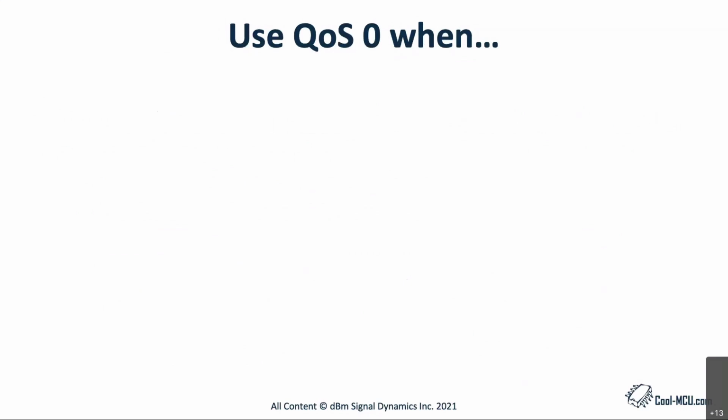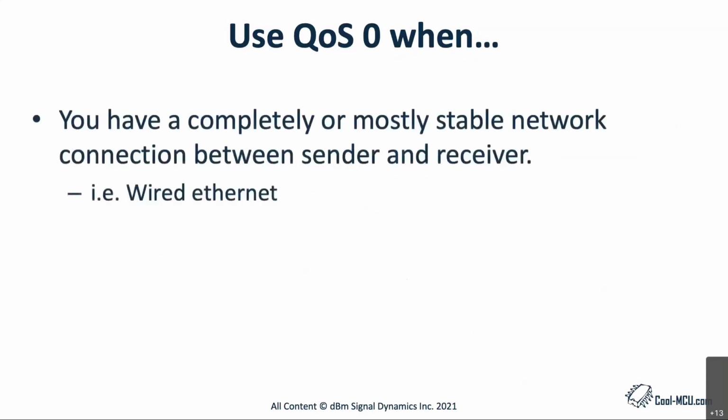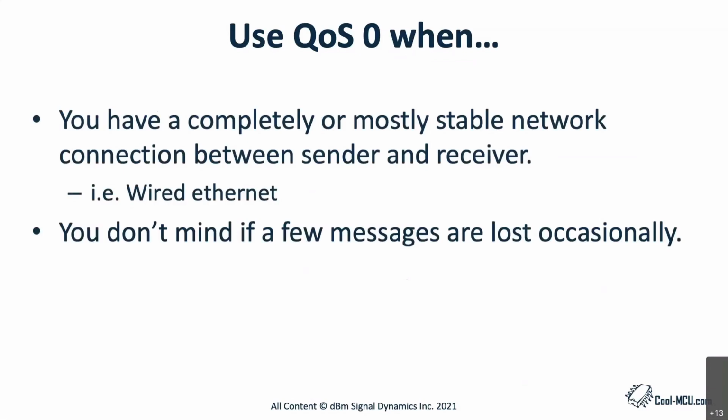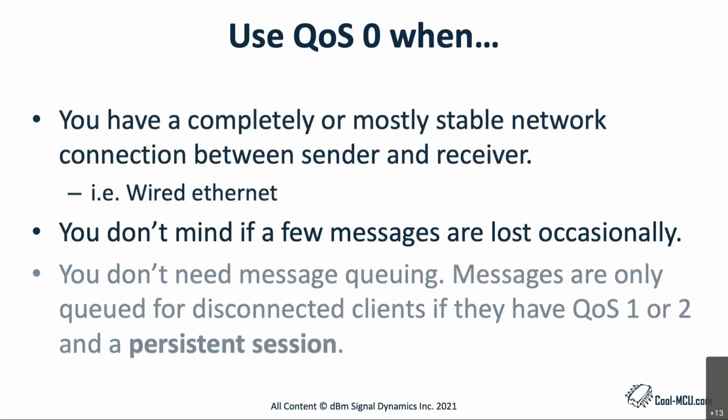You should use QoS 0 if you have a completely or mostly stable network connection between the sender and receiver, if your application can tolerate occasional lost messages, or if you don't need message queuing, which is available in a QoS 1 or QoS 2 delivery assurance level.